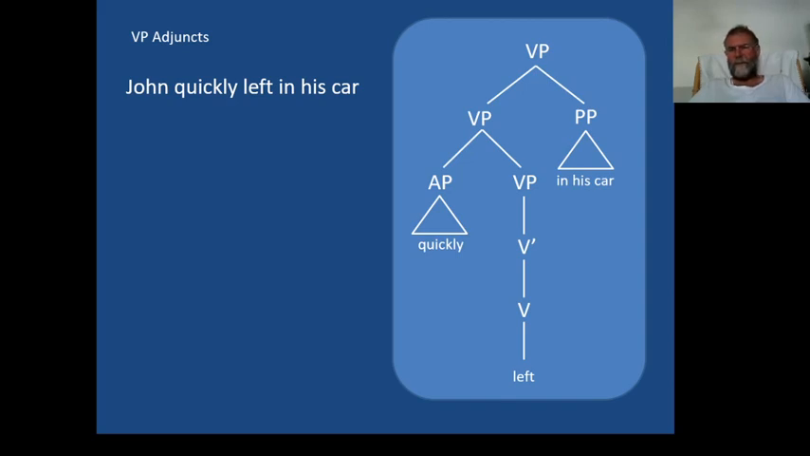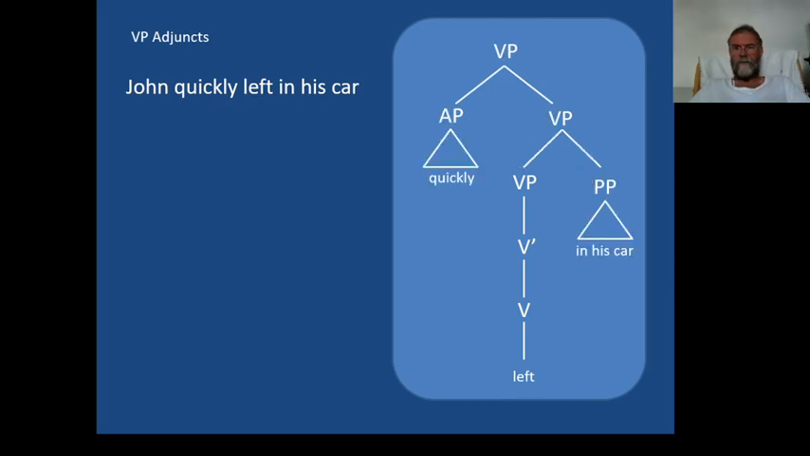Now note, that would seem to indicate that we've put this together by first adjoining quickly to the VP and then adjoining in his car to the VP that results from that adjunction. But in principle, we could have done it the other way round. We could have adjoined the preposition phrase first to the right, and then the adverb phrase second to the left. Well, yes, that's true. The rule will allow us to do either of these things, so both of these structures are perfectly grammatical. There's nothing to prevent us from producing either.